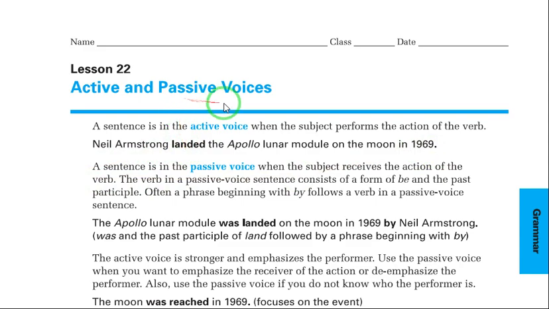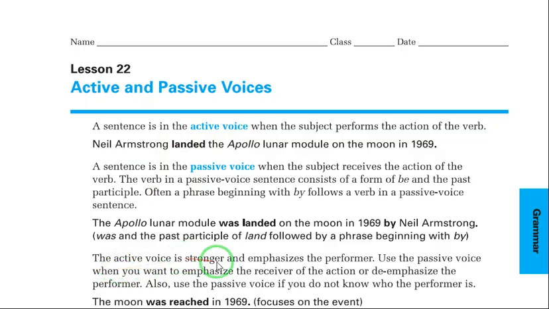When I say passive voice, this means that the subject receives the action. For example, the Apollo lunar module was landed on the moon in 1969 by Neil Armstrong. So here the subject, which is the Apollo lunar module, is receiving the action. Okay, so it's very easy to distinguish between the active voice and the passive voice.